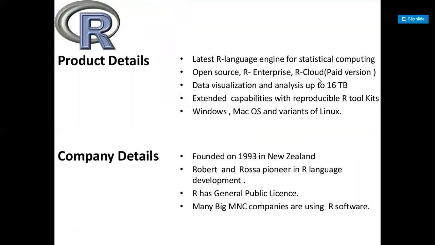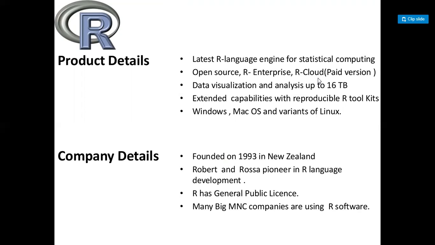The next product in this category is the R language. The R language is for statistical computing. It's also open source, and there is the open source version, R Enterprise version and R Cloud versions. It's used for data visualization and analysis up to 16 terabytes. It has extendable capabilities with reproducible R toolkits. It's also open source, so it can come for Windows, Mac operating system, and variants of Linux.